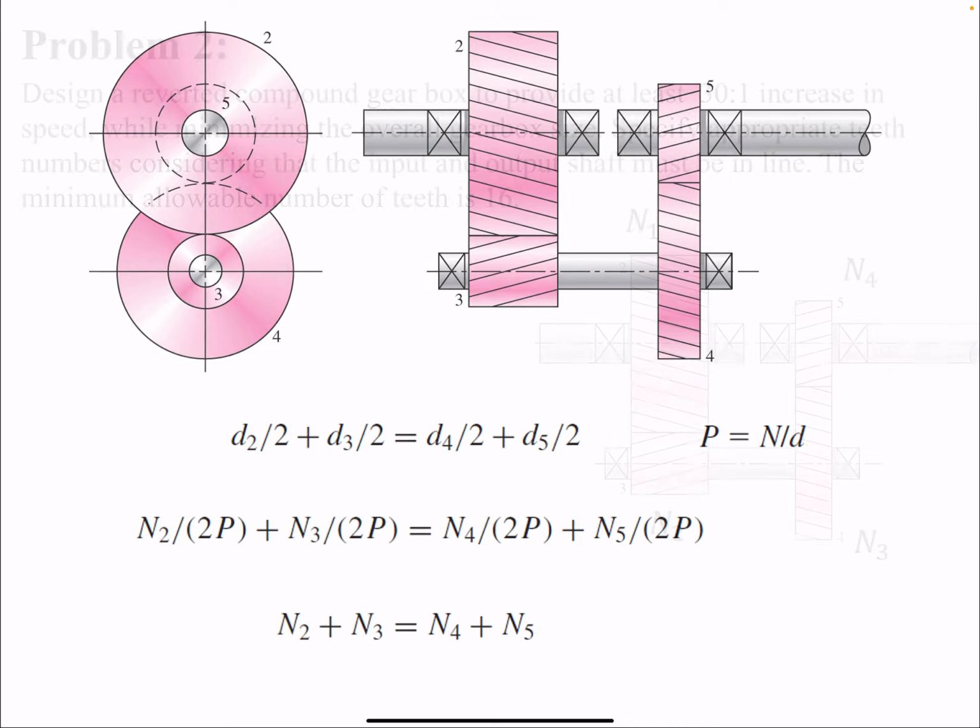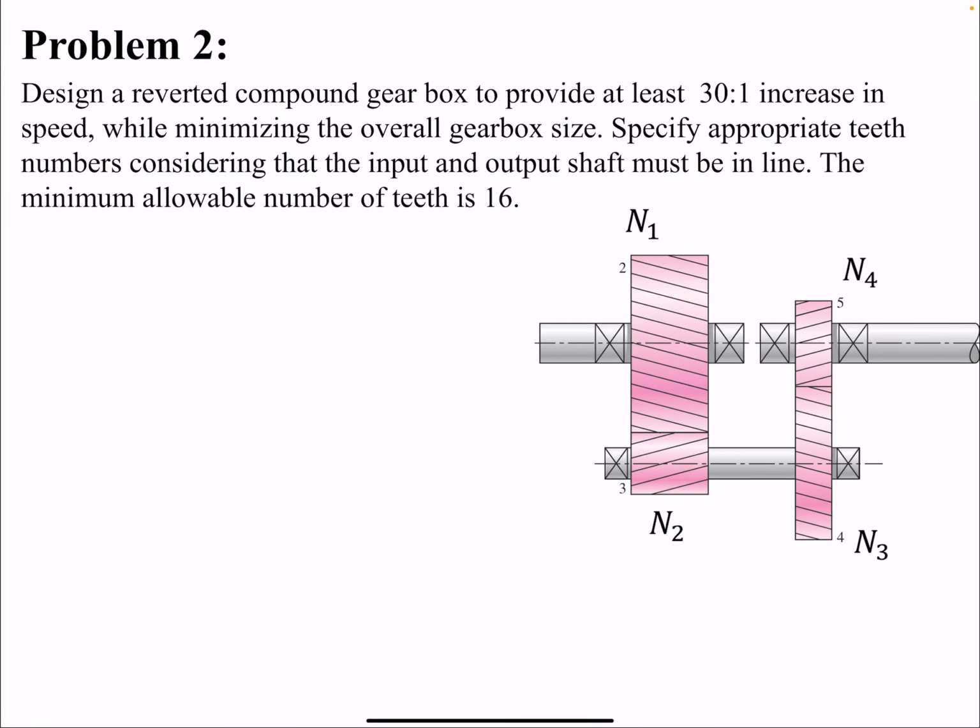So let's solve a problem for a reverted compound gearbox to provide at least a 30 to 1 increase in speed. It says at least, because we will see that we can't reach exactly 30 to 1, since we have another limitation to meet. That's the geometrical limitation between the two. So we need to specify the number of teeth for each case, and the minimum again is 16.